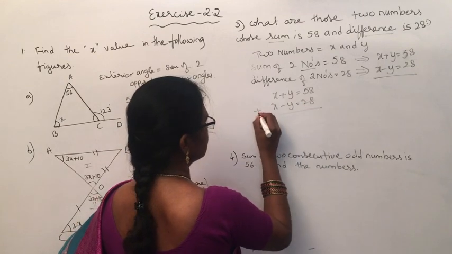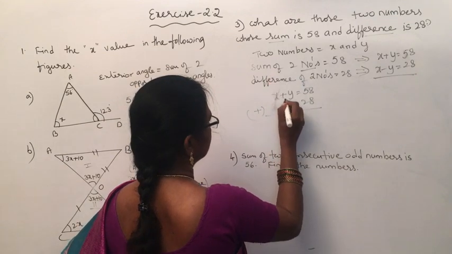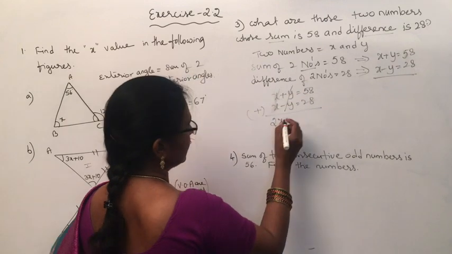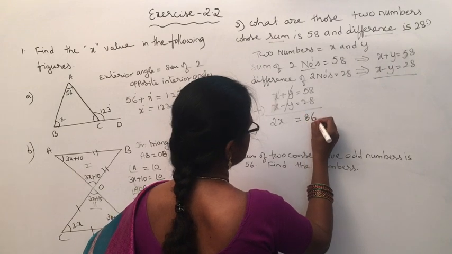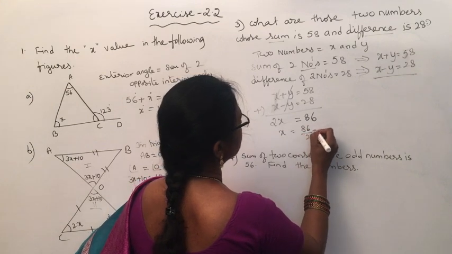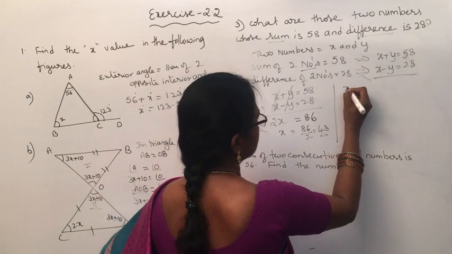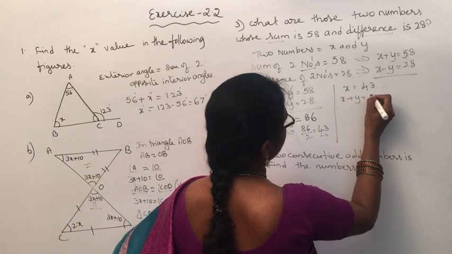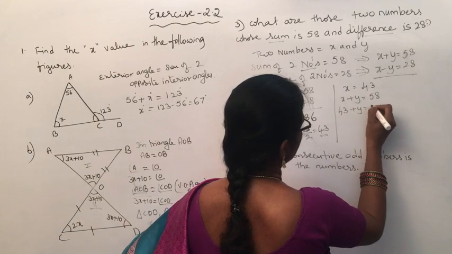Add these two equations. You will get x plus x, 2x, and y minus y will cancel. 2x is equal to 86. x is equal to 86 by 2. 2 how many times goes? 43. Now x is equal to 43. x plus y is equal to 58. Substitute the x value in this equation. 43 plus y is equal to 58.